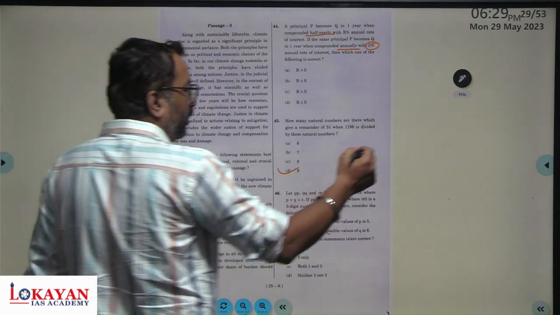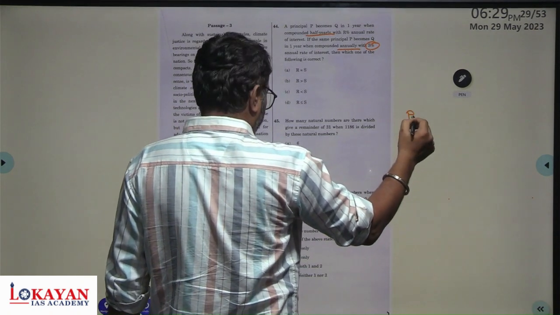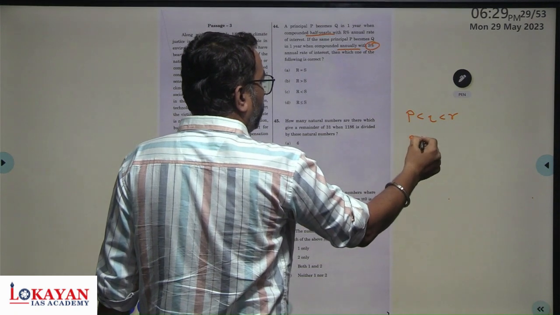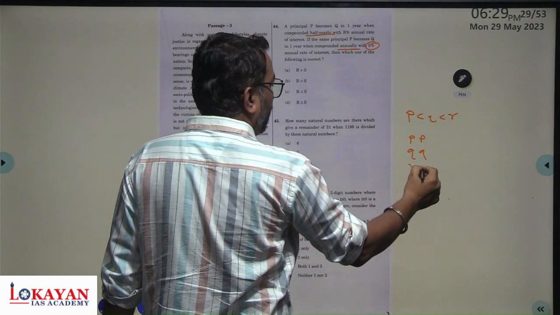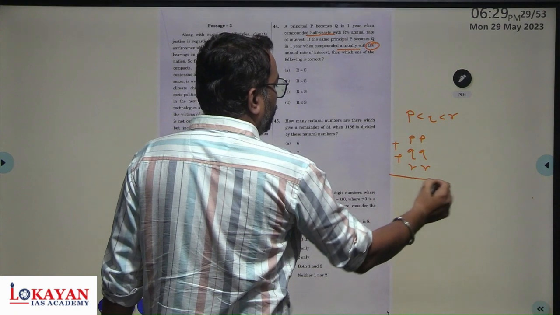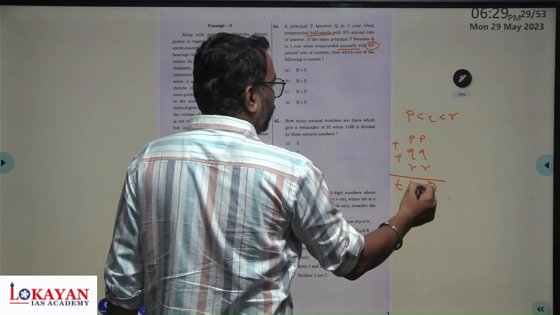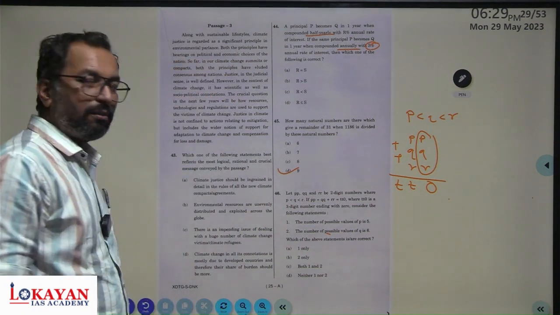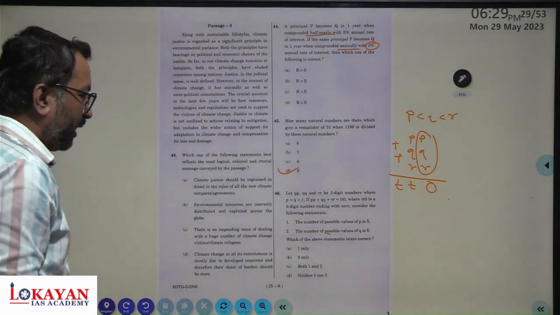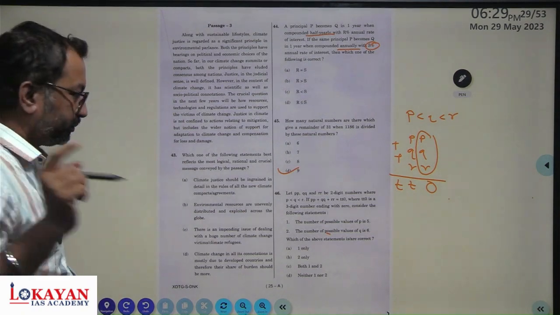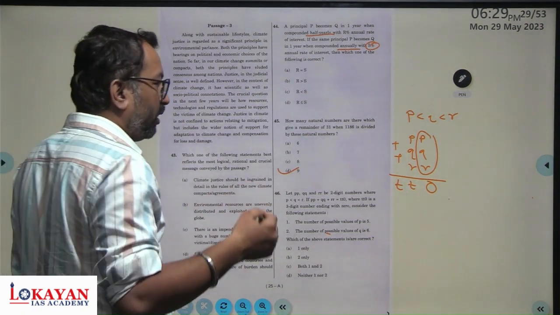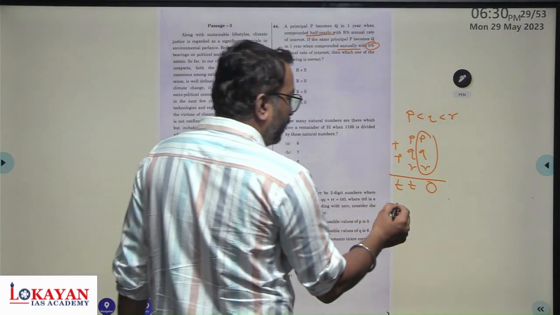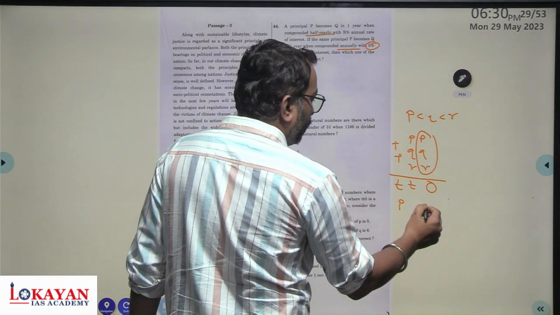Now see, P is less than Q, Q is less than R. Or PP plus QQ plus RR gives me T and 0. That means unit place अगर आप देखोगे P plus Q plus R must be 0. So let's check which digits will fulfill this condition. Which digits will P, Q or R?